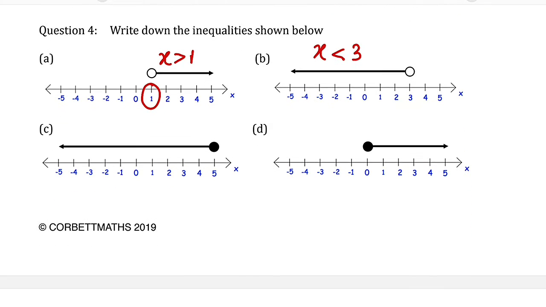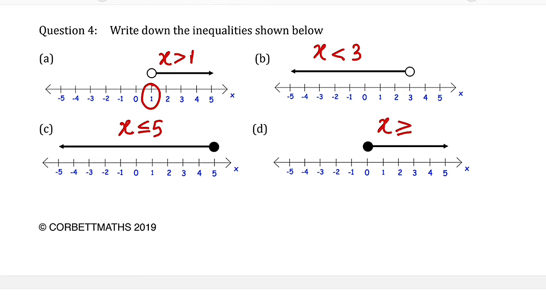Then moving to the C part, you can see a tick circle and the arrow is pointing to the left, which indicates less than or equal to, because the circle is a closed circle. So we have our x right here, and it begins with 5. So x is less than or equal to 5. And the last one, you can see also a tick circle, which indicates greater than or equal to, because the arrow is pointing to the right. So once it is looking towards the right-hand side, it must be greater, but once it is looking towards the left-hand side, it must be less than. And because it is a tick circle, it will be greater than or equal to.